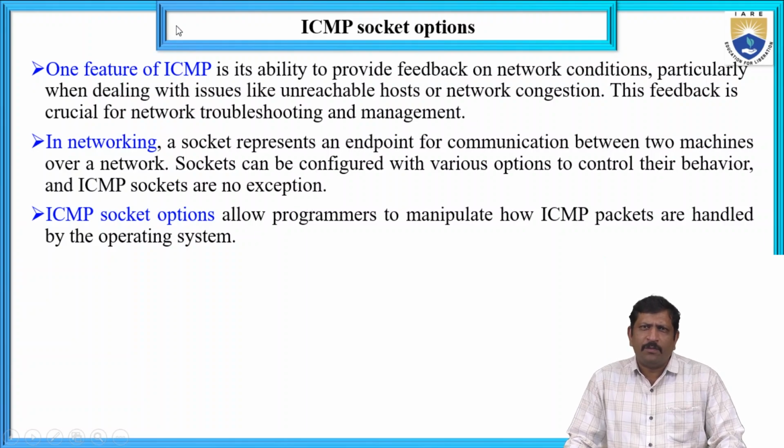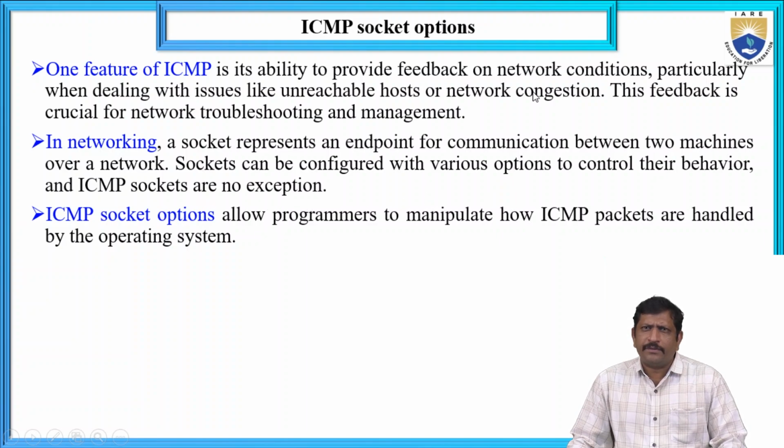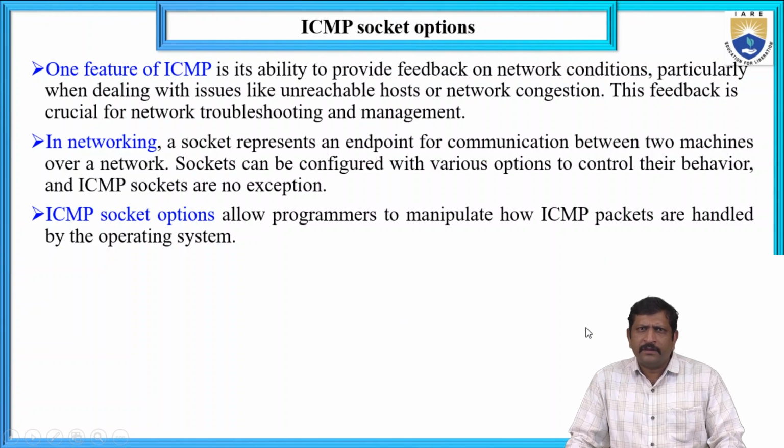In network programming, a socket represents the endpoint of communication between two machines over the network, and these sockets can be configured with various options that control their behavior. Internet Control Message Protocol sockets are no exception. These ICMP socket options allow programs to manipulate how ICMP packets are handled by the operating system.